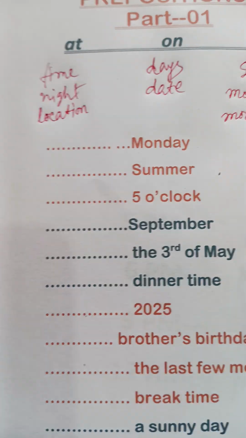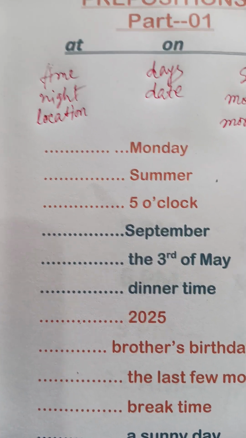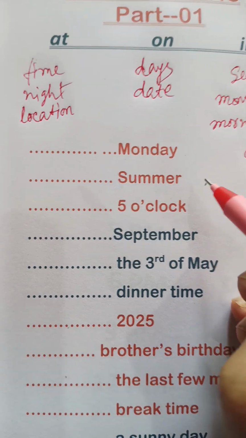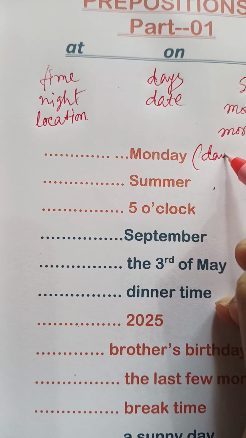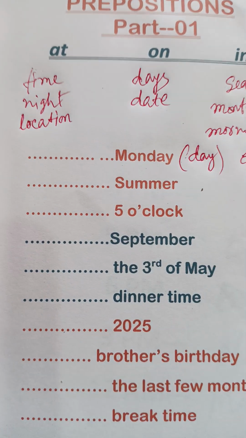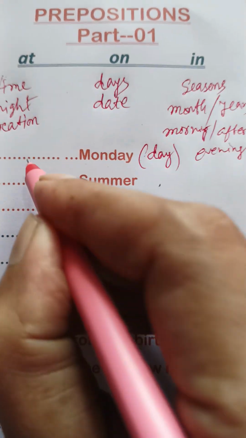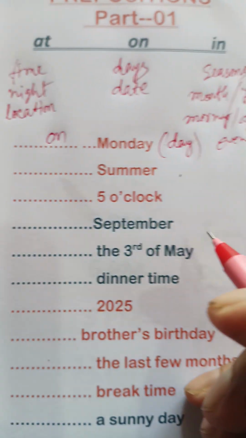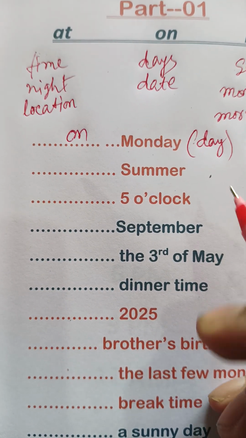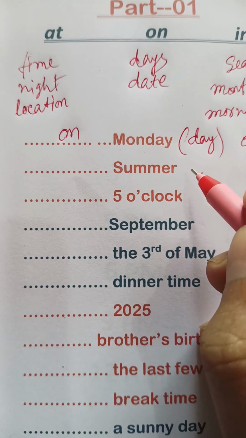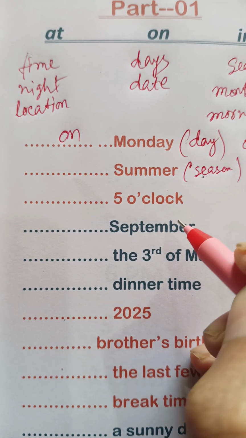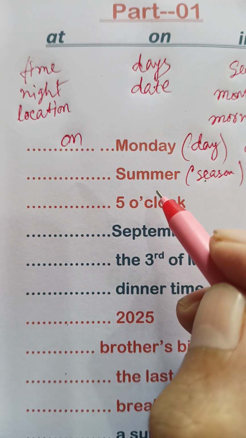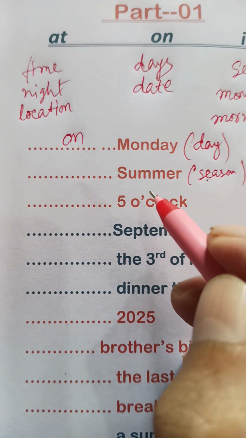The first question, dash Monday. Monday is a day, so we use on. Summer. Summer is a season, so we use in.